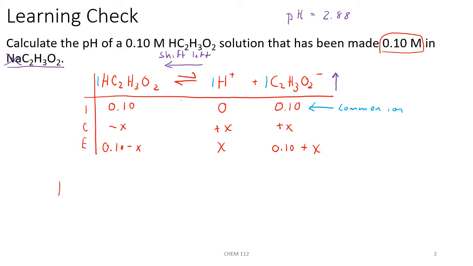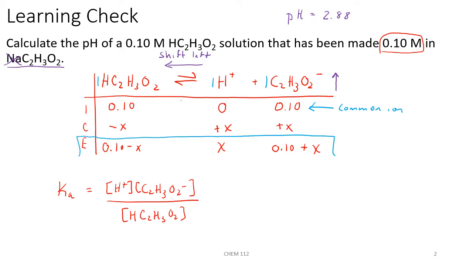Next, we want to write our equilibrium expression. Ka will be equal to the hydrogen ion concentration times the acetate anion concentration divided by the concentration of acetic acid. And when we substitute in, we're going to use our equilibrium line and plug those values into our equilibrium expression. You can use your Ka-Kb chart to look up the acid ionization constant for acetic acid. The Ka for acetic acid should be 1.8 times 10 to the negative fifth.